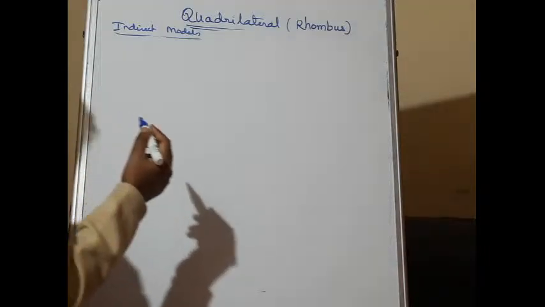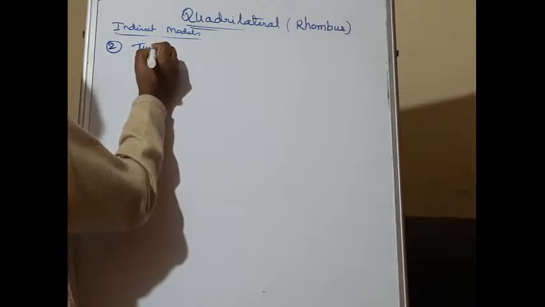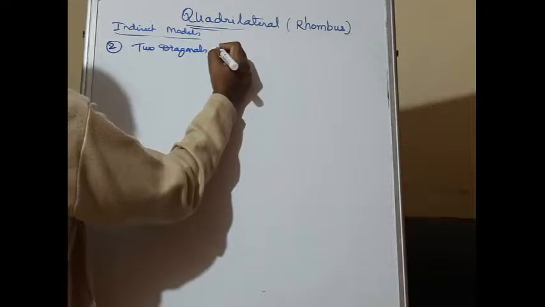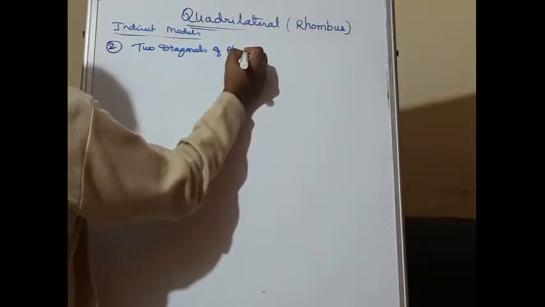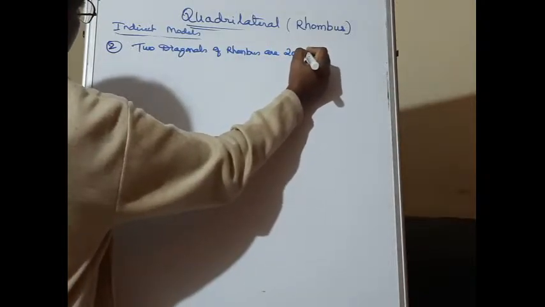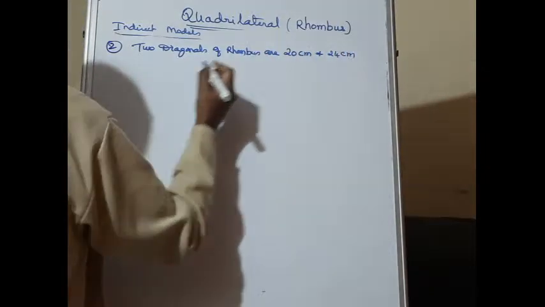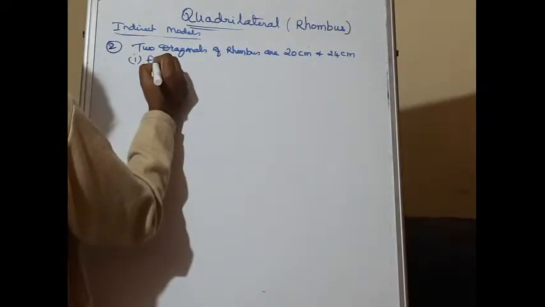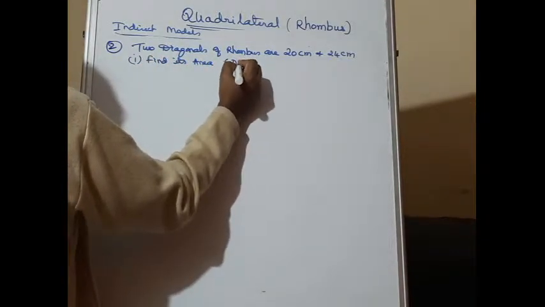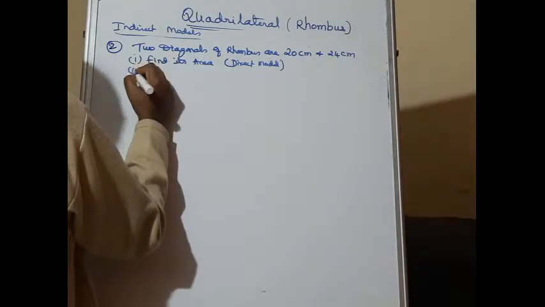Two diagonals of a rhombus are 20 centimeter and 24 centimeter. To understand, we're putting the same numbers. First question, area. In bracket you put direct model. Second question, find its side and perimeter.